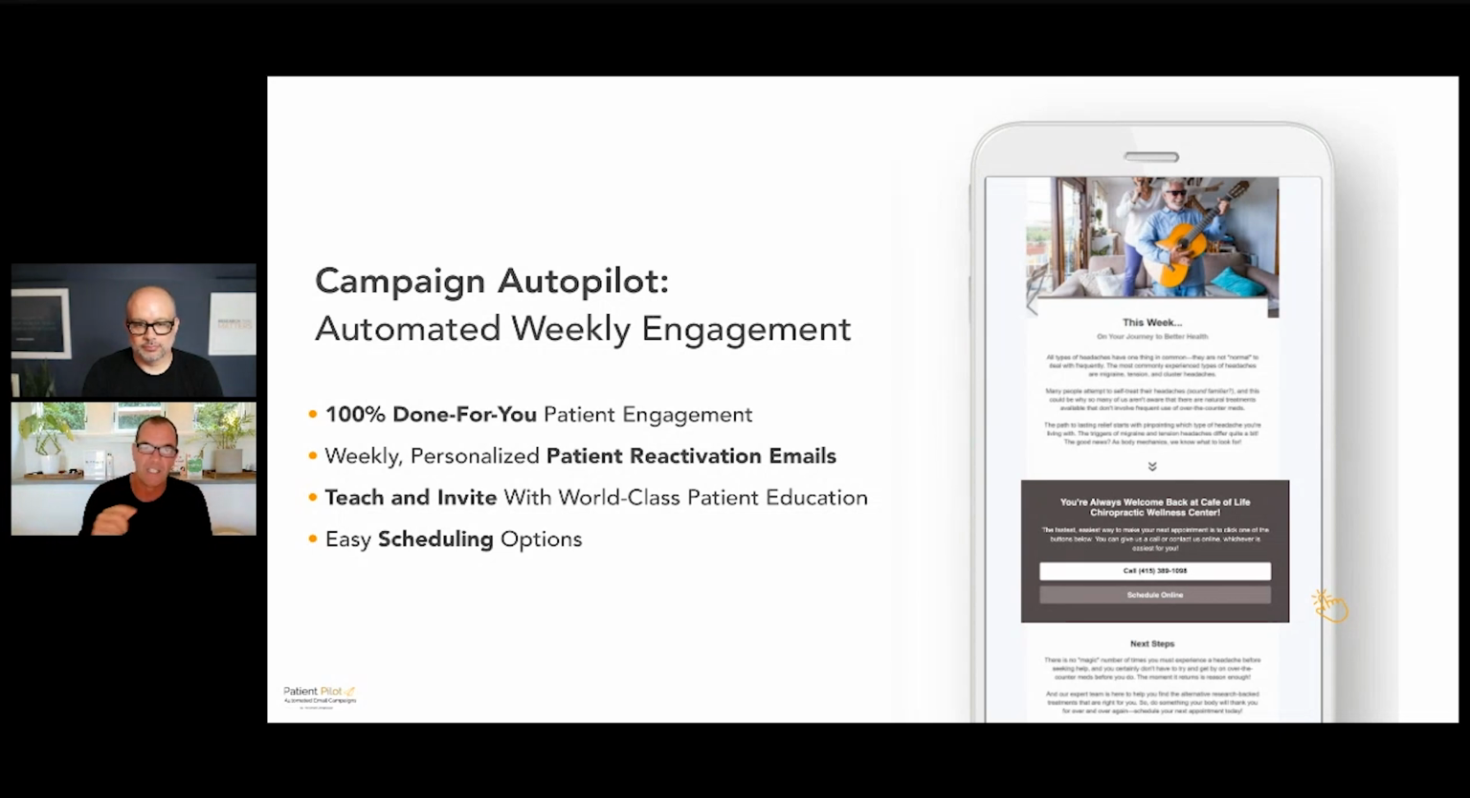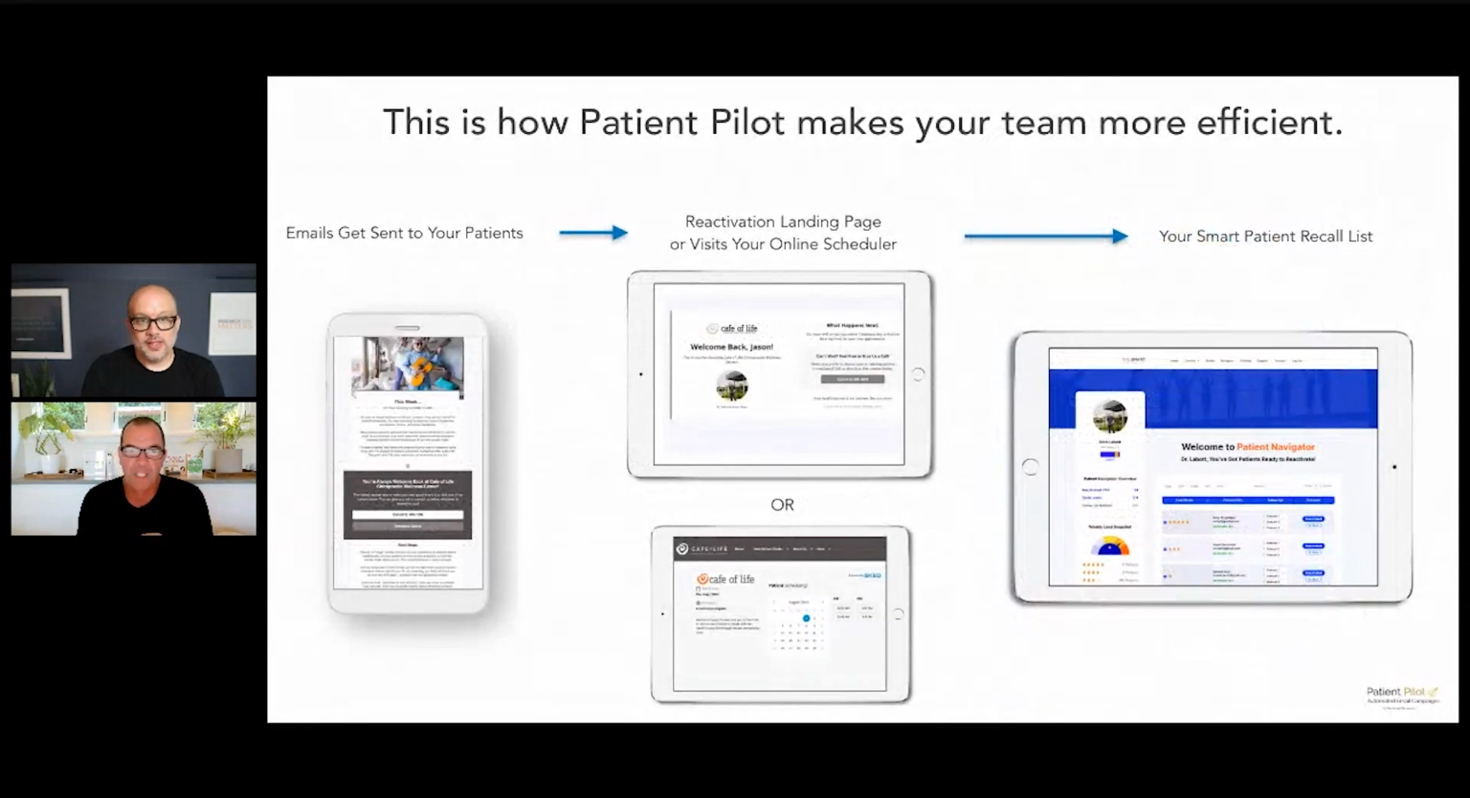What happens when they click those buttons? Boom, we do. See the email on the left side. They click either a phone number, they'll call you if they're on their device, or they click to go to your online scheduler. If you don't have online scheduling, that's okay. We got your back. Our landing pages will show up. Give your patients exactly the phone number and information they need to know.